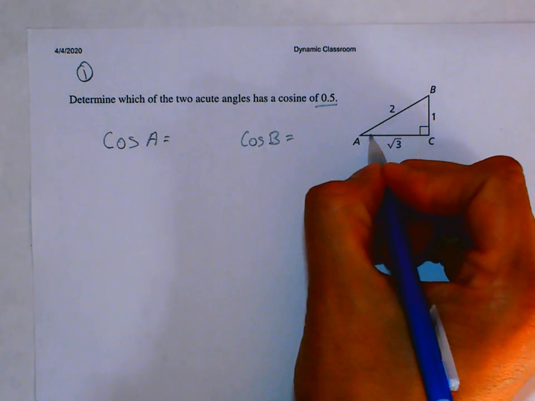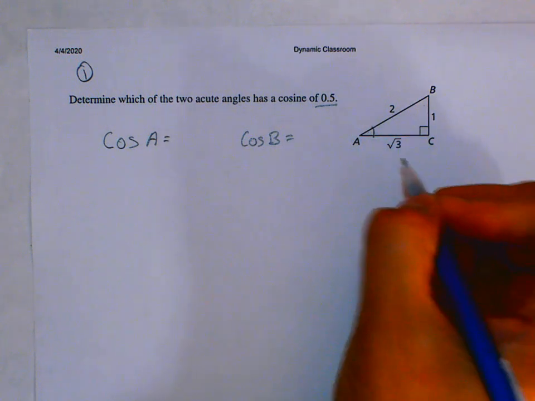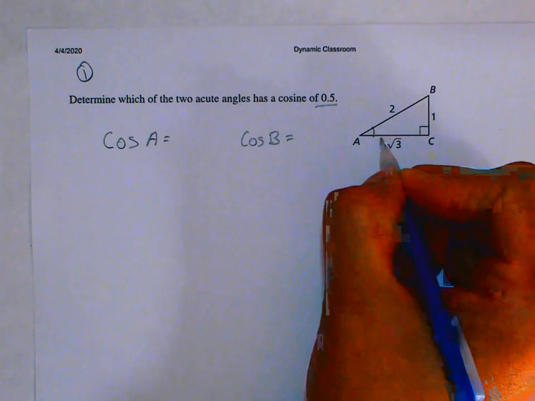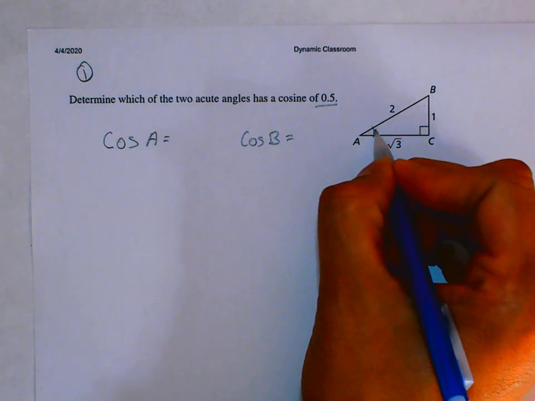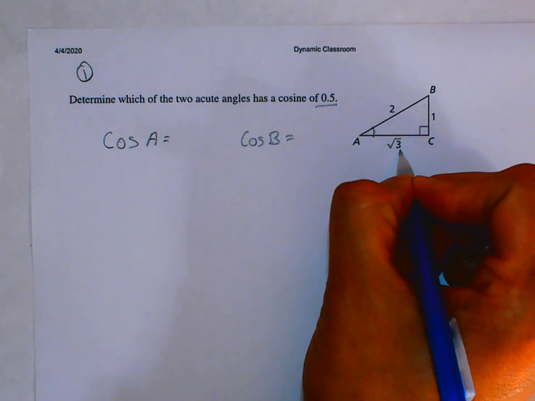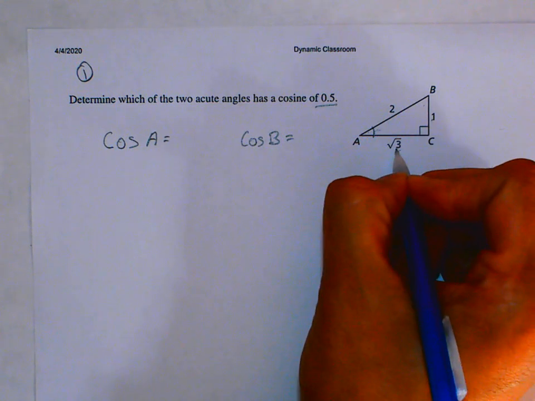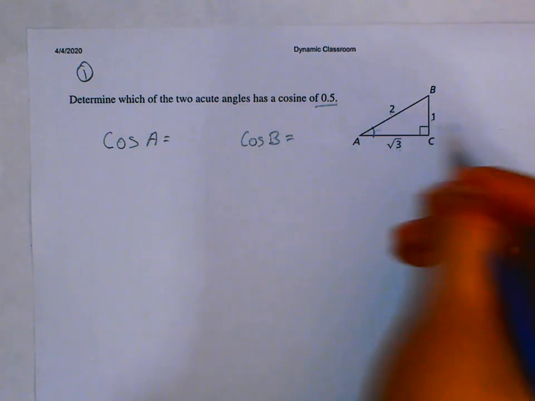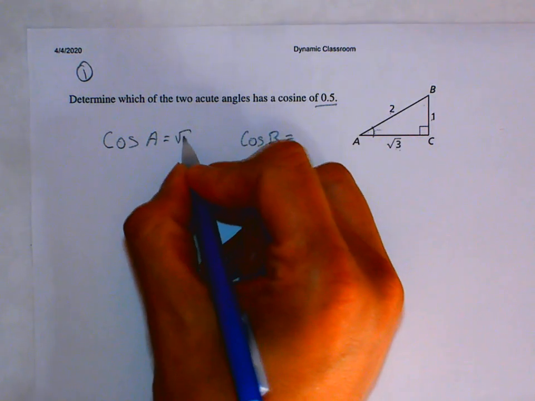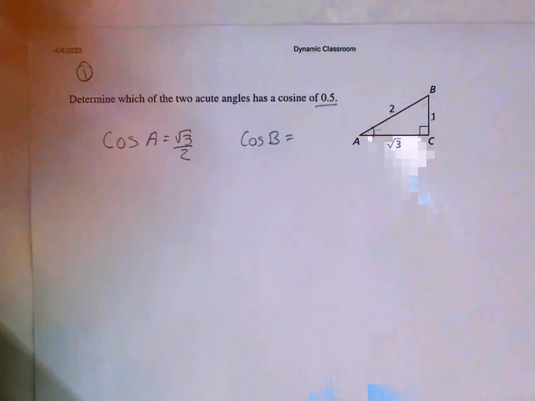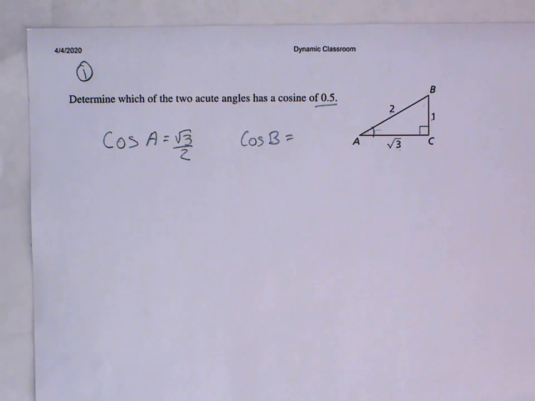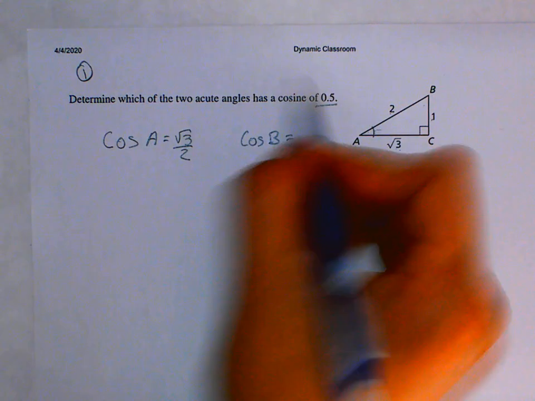So here's A. Now remember, cosine is going to be the adjacent over the hypotenuse. So the adjacent in this case is radical 3. Why? Because this is the opposite. So radical 3 is my adjacent, my hypotenuse is 2. So square root of 3 over 2. Now, if I put that into the calculator, that is not going to be 0.5.